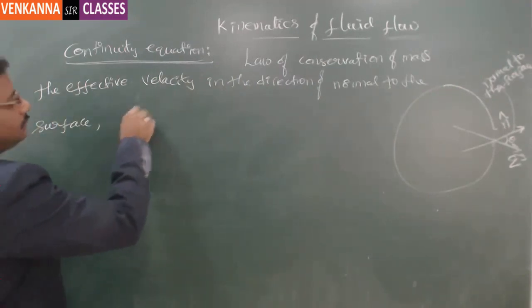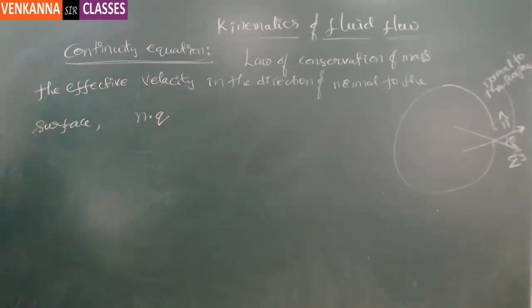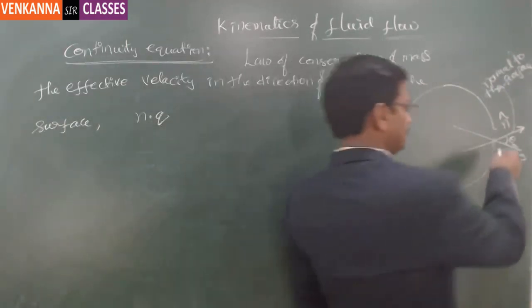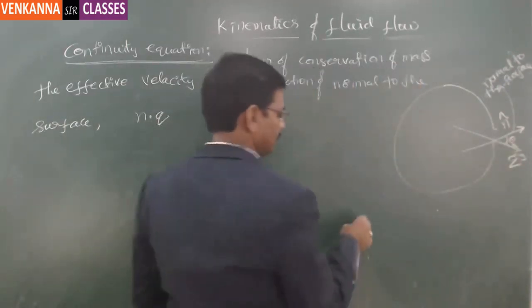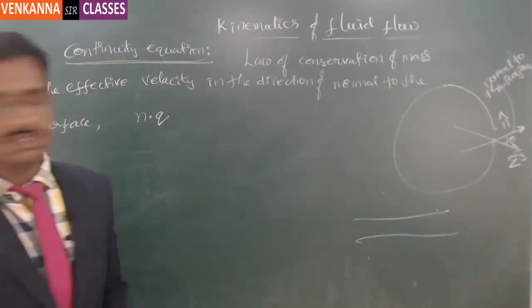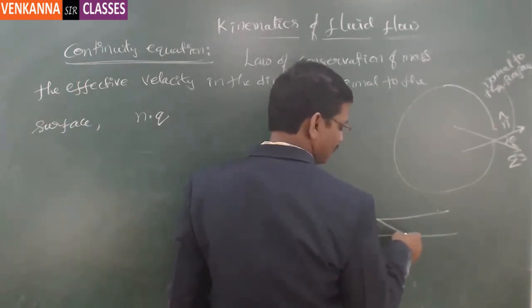So that is n dot q. N dot q is the velocity in the normal direction. So this will be the effective velocity. I hope you are aware of this fact. That is, suppose there is a pipe like this, and on this pipe, let us say there is one slant.